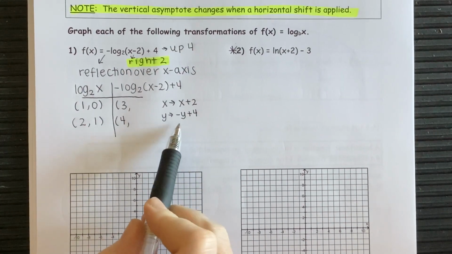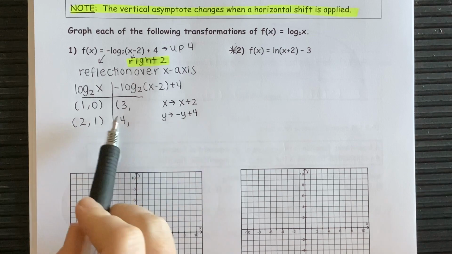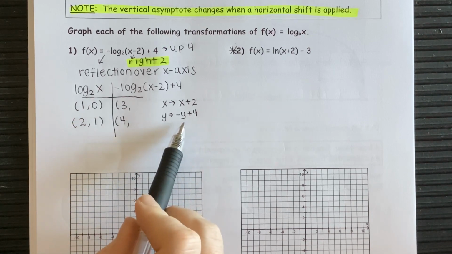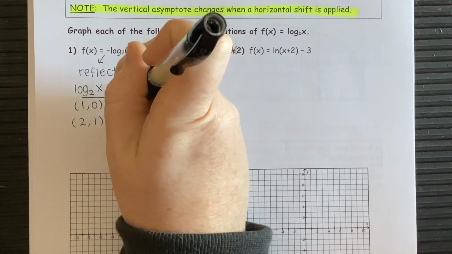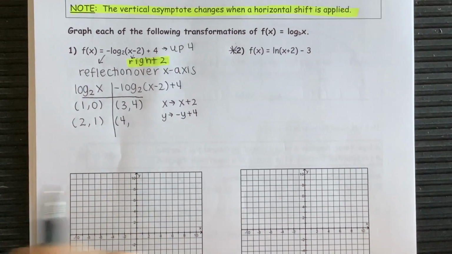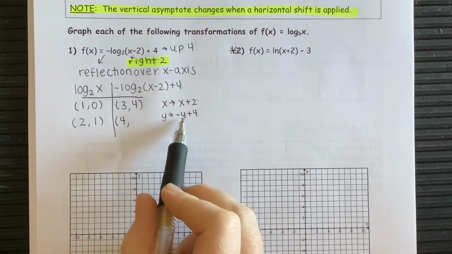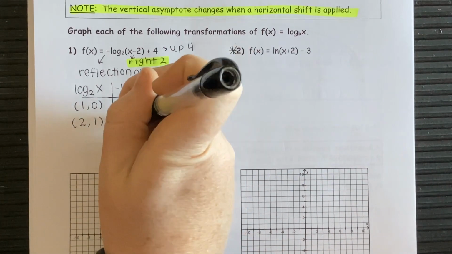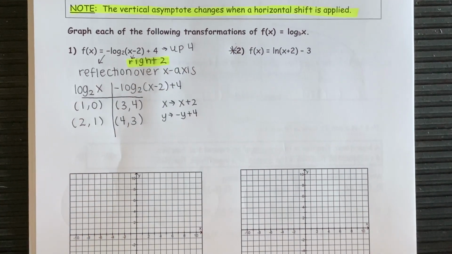Our y values, we're going to make it negative, and then we're going to add 4. 0, negative 0, still 0. Plus 4. Take 1, plug it in. 1 becomes negative 1, plus 4 is going to give us 3.